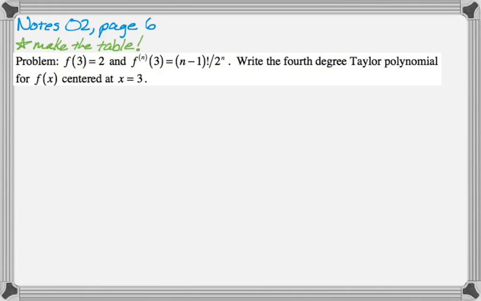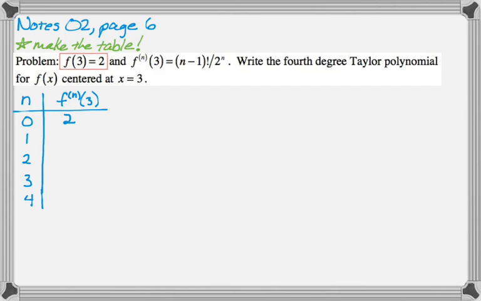Okay, so what we're going to do is make a table. So n, the nth derivative at 3, and then I need to write the 4th degree Taylor polynomial, so 0, 1, 2, 3, and 4. Okay, so what happens here, actually, I should have written the problem a little better and said that the nth derivative only applies for n greater than or equal to 1, but I didn't. But if you look at the problem, you're actually told the value of the 0th derivative, because you're told that f of 3 is 2. So that goes right in your table.